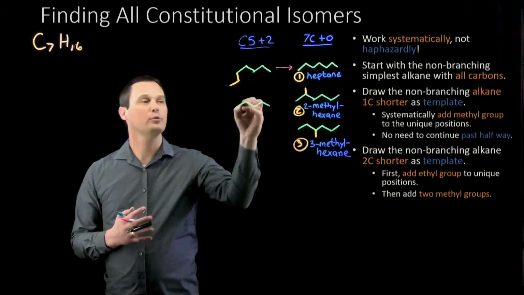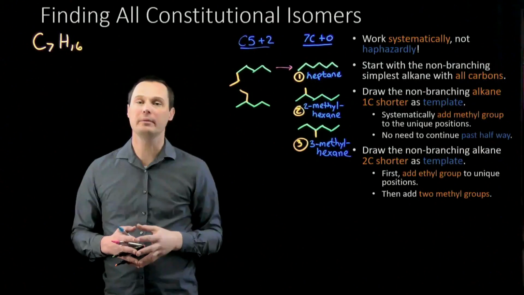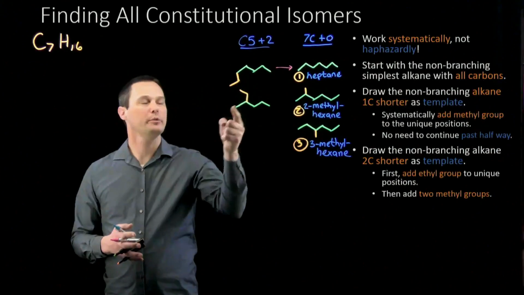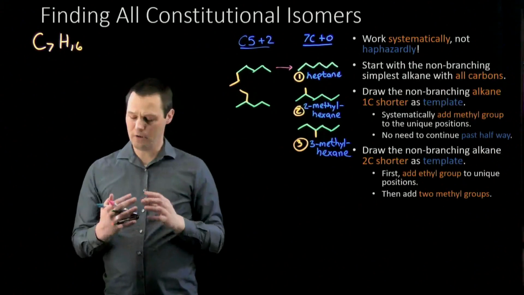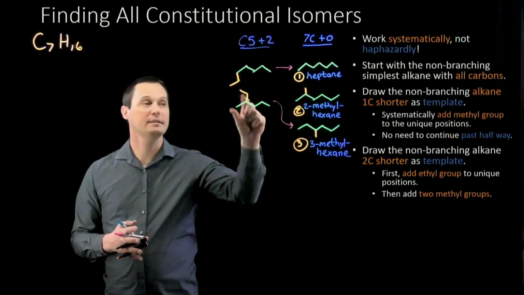What if I move the ethyl group to the second position? Is this a new unique isomer? It sure looks like it, but let's see what its name would be and see if it's actually unique. The longest carbon chain would be these 6 carbons, and this methyl group would be coming off of the 3rd carbon. So this is ultimately a rotation of 3-methylhexane. This is ultimately the same structure as 3-methylhexane, just rotated.